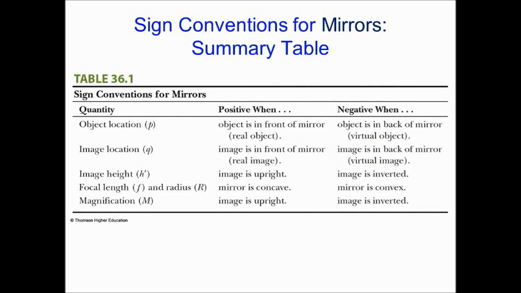Here's a table that shows the sign conventions for the mirrors of different kinds, as well as the type of images in mirrors. So you can choose the sign, which can be plus or minus, for p, q, as well as f. The table also shows whether the image is upright or inverted.